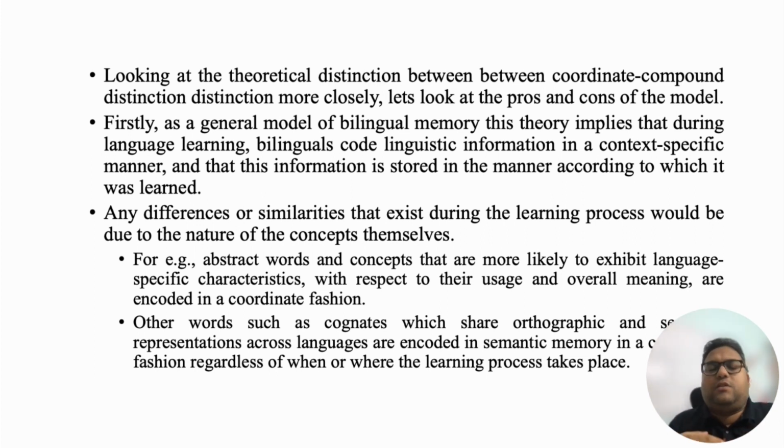Say, for example, if you are learning the names of emotions, etc., in your first language, you'll probably learn them independently of your second language, without a lot of interaction between the two. Other words such as cognates, which are common across the two languages and share orthographic and semantic representation across the languages, will be encoded in the semantic memory in a compound fashion regardless of when and where the learning process has taken place. So you can see the manner of learning, as well as the manner of the content of what you're learning, decide how the eventual memory organization would shape up.